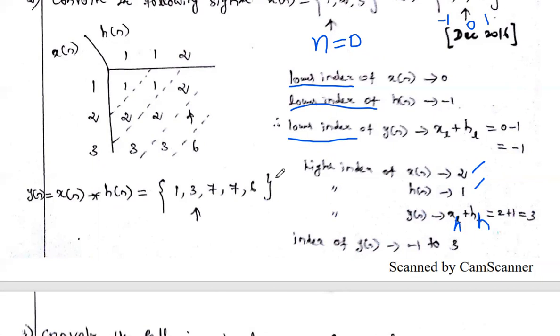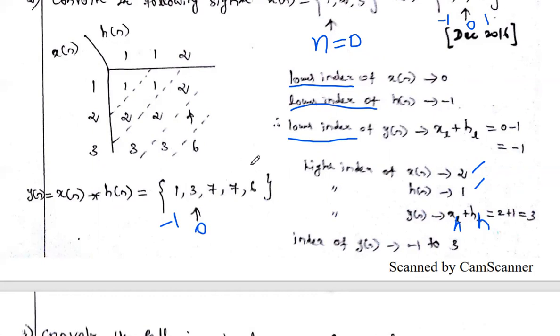Okay, so as per that, we have to put the arrow at the n equal to 0 value. So you see, this is the answer we got. What is the lower index of y of n? -1. So this first sample is n equal to -1. After n equal to -1, this is n equal to 0. So that's why we have to put the arrow under this 3.